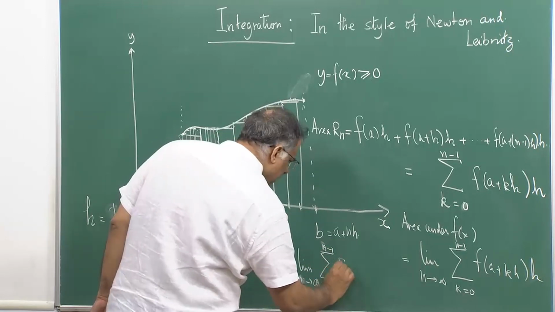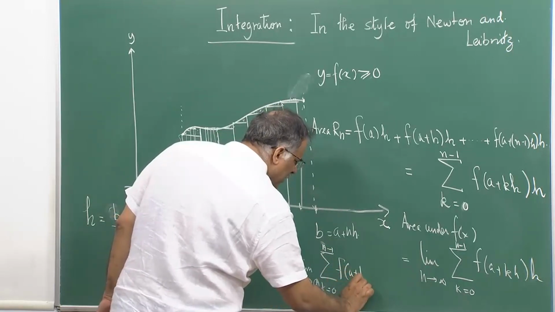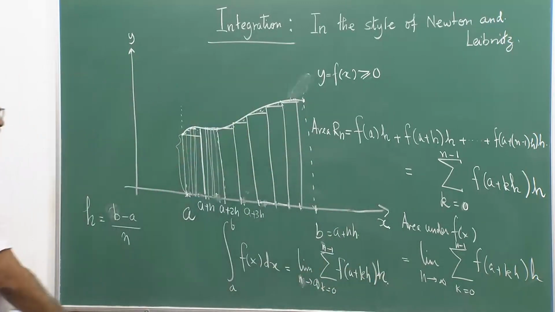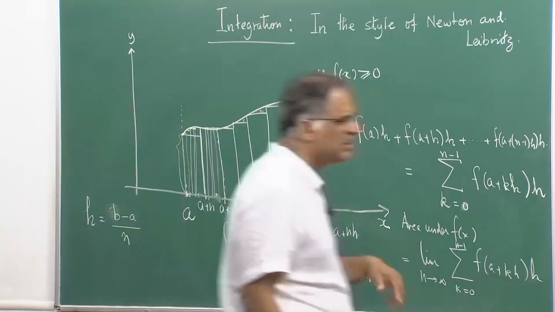So this is f of a plus kh into h. This is what we are doing, this is what we have, this is the definition of the integral. Now I can get back the same ideas in a slightly different way.